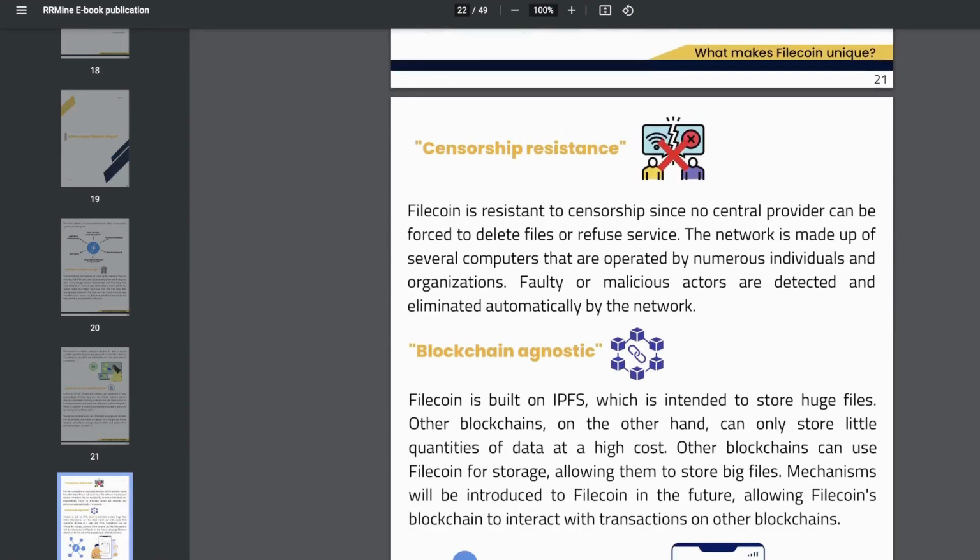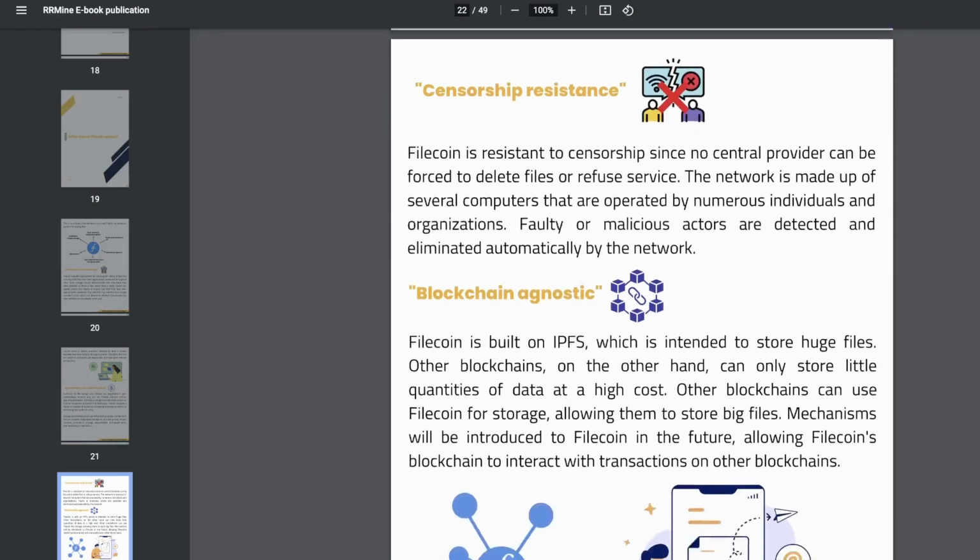Censorship resistance. Filecoin is resistant to censorship since no central provider can be forced to delete files or refuse service. The network is made out of several computers that are operated by numerous individuals and organizations. Faulty or malicious actors are detected and eliminated automatically by the network.